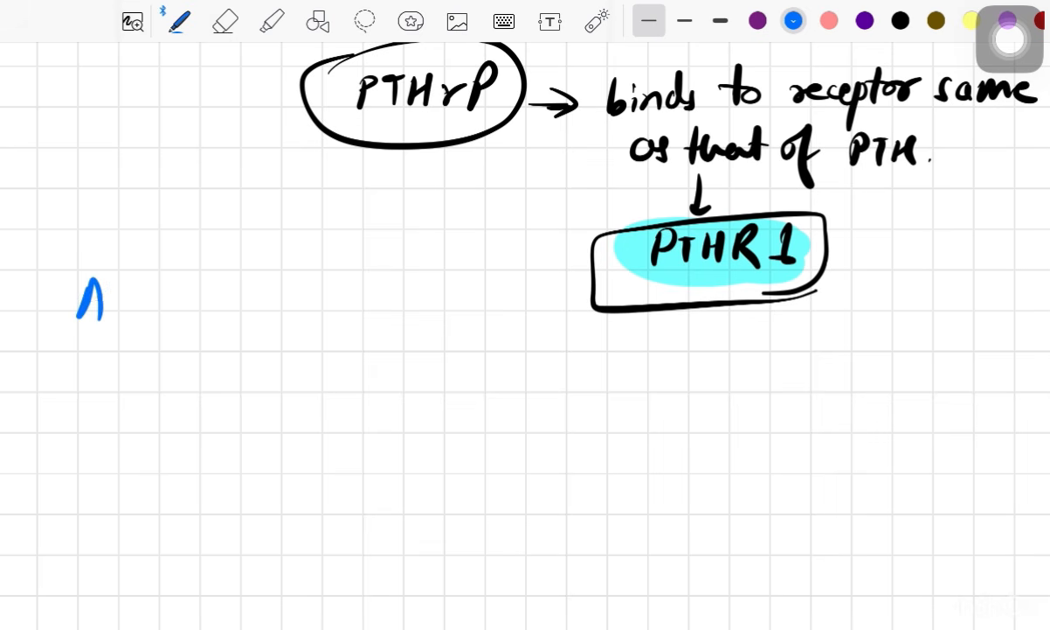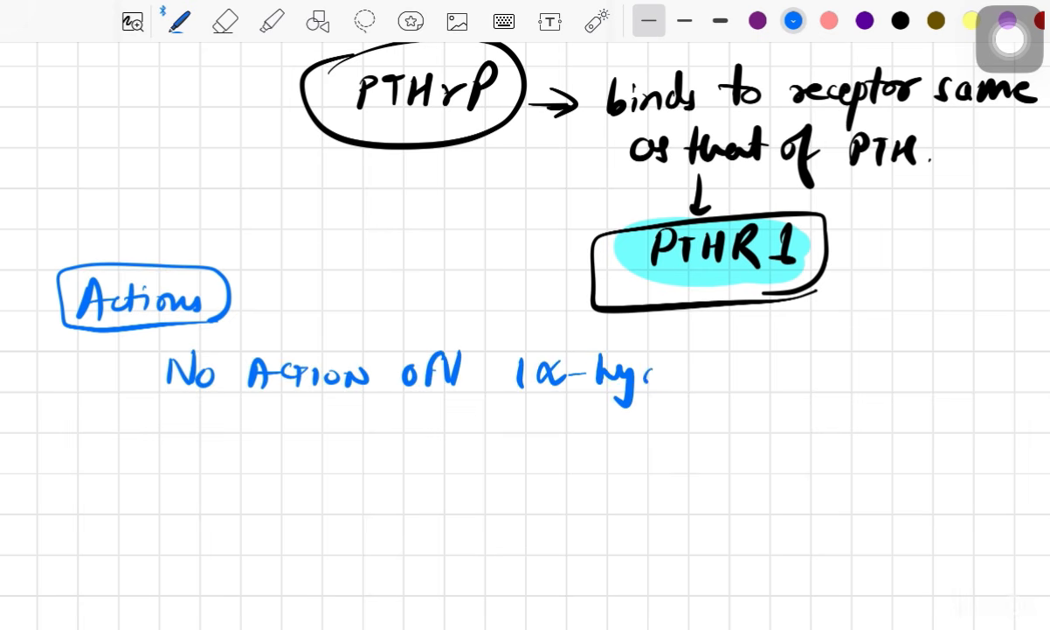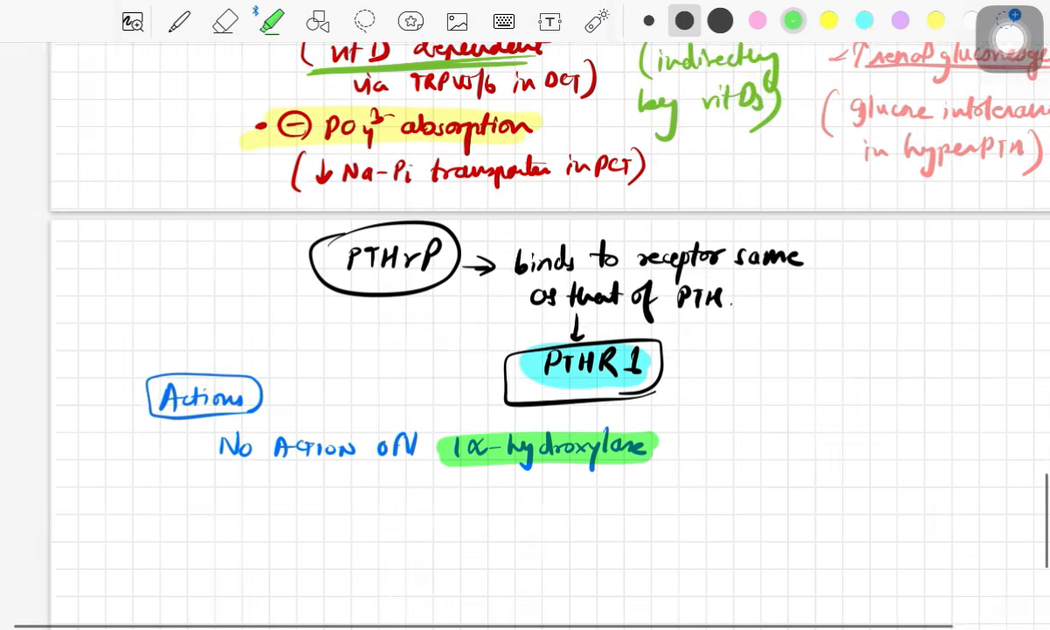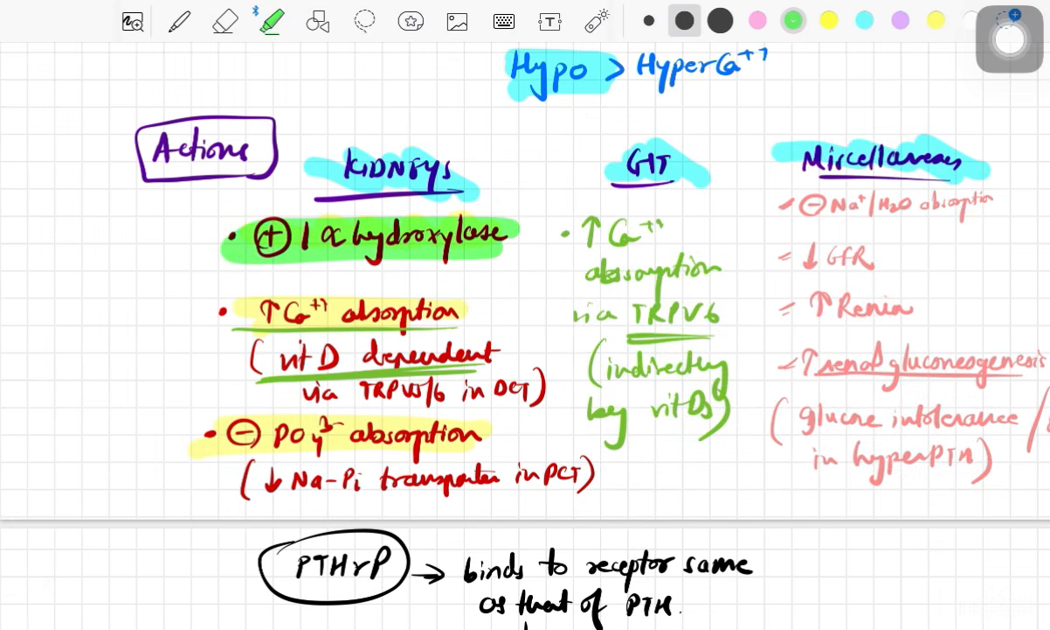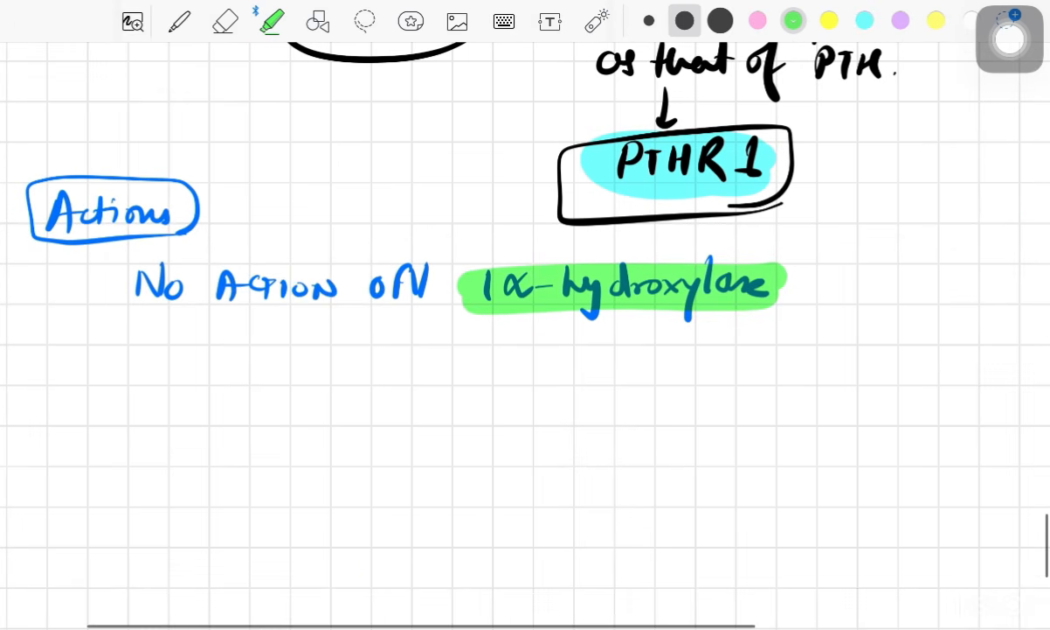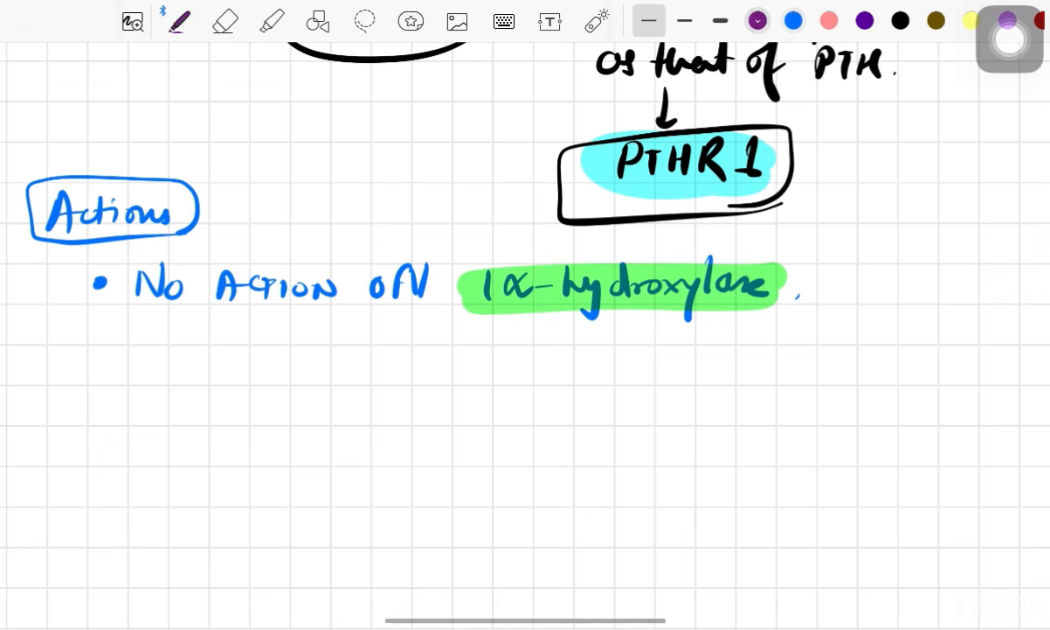Now, when we look at the actions of PTH related peptide, I must say first that it has no action on 1-alpha hydroxylase, which was the first action we saw for parathormone, that it stimulates the enzyme 1-alpha hydroxylase. PTH related peptide has no action on 1-alpha hydroxylase, which means it does not increase the production of active vitamin D. Another action of PTH related peptide is that it stimulates chondrocyte proliferation.